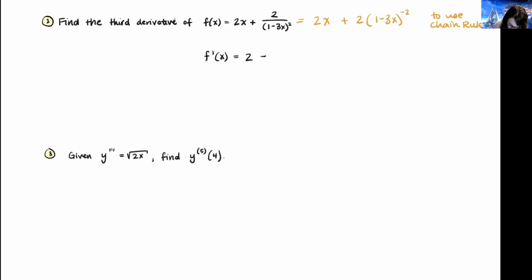So that'll give us minus 4. And then we leave the base the same, and we subtract 1 from the exponent. So that'll make us have an exponent of negative 3. Then, this is only half of it, right? With the chain rule, we have to multiply by the derivative of the base, or the derivative of the inside function. So the derivative of 1 minus 3x is negative 3.